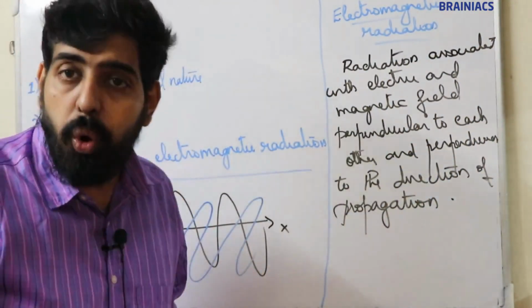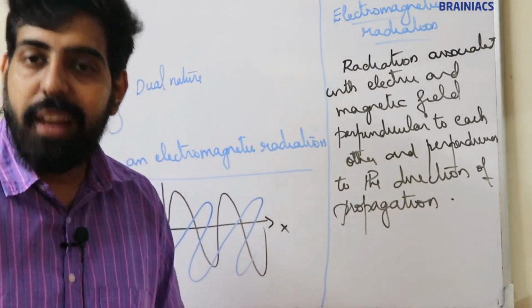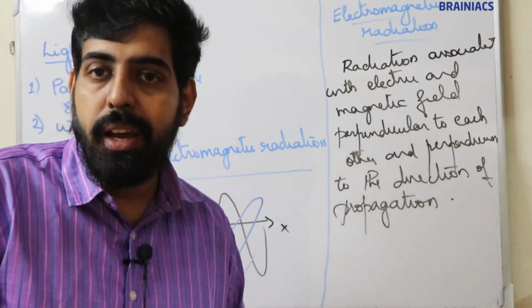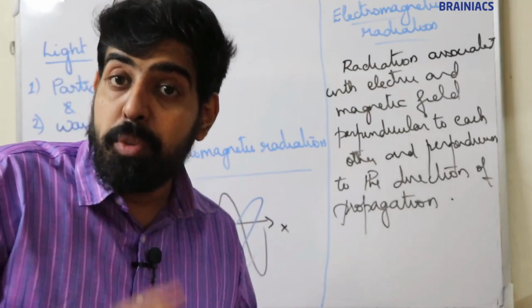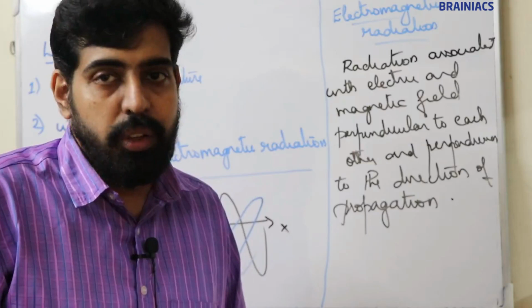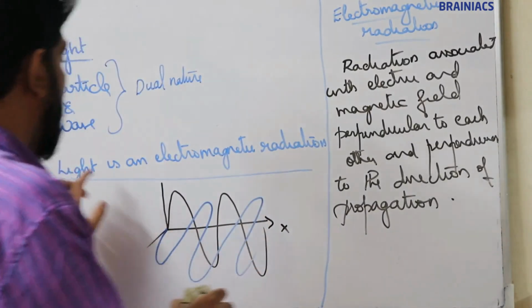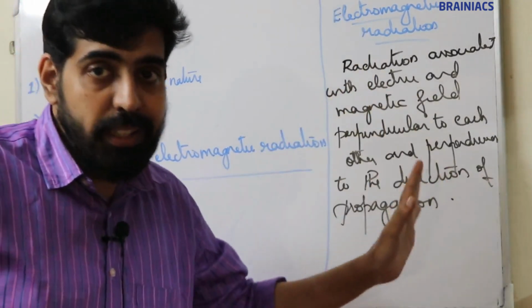Initially we thought that light is the only electromagnetic radiation. Light is the visible light: violet, indigo, blue, green, yellow, orange, red. They were thought to be the only electromagnetic radiation. But later we came to know that not only light, there are so many other electromagnetic radiations. I think electromagnetic radiation is clear.